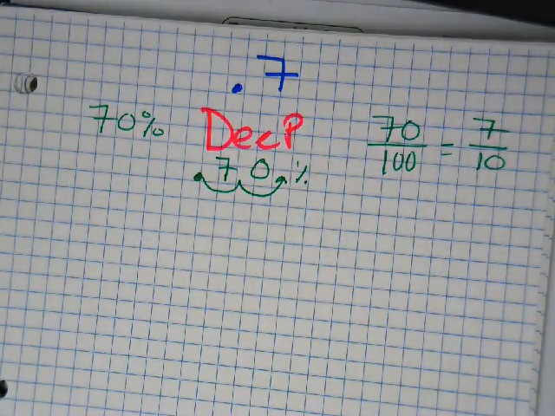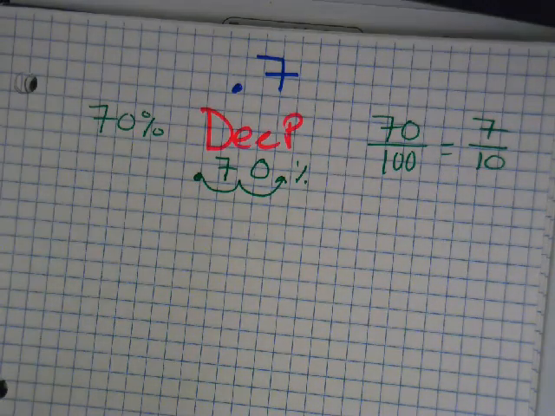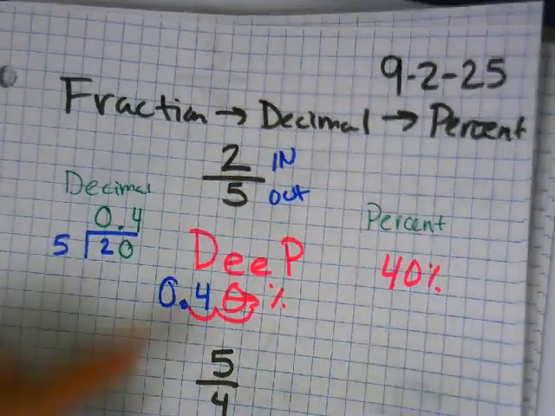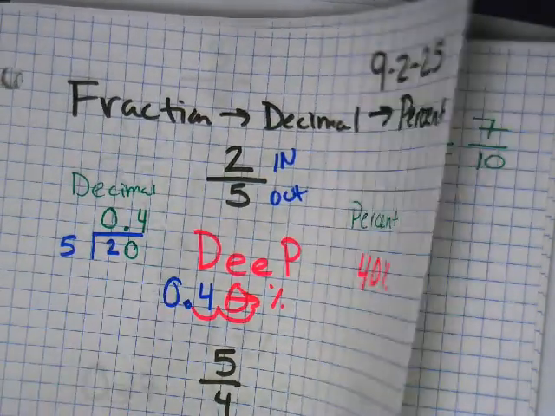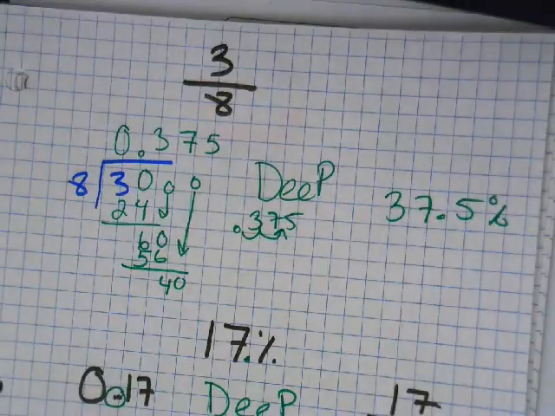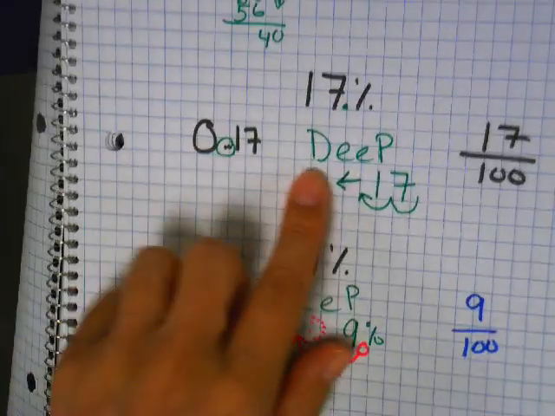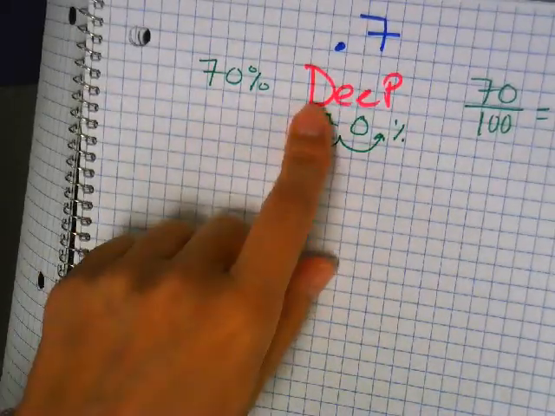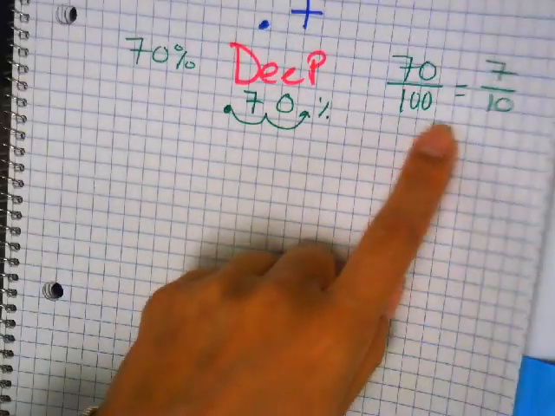From 6th grade and now 7th grade, you have to be able to change a fraction to a decimal to a percent, or given a decimal, change it into the other ones. You have to do all 3. No matter what I give you, you have to be able to change it to the other 2. So if it's a fraction, divide. If it's a percent, think of the word deep. And if it's a decimal, again, think about the word deep and then change it to a fraction.